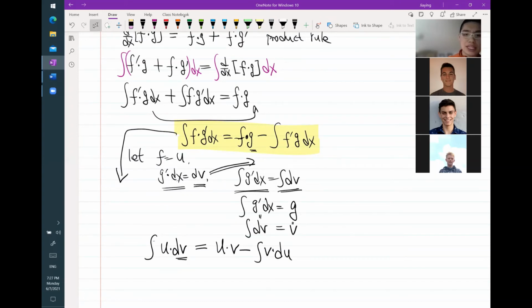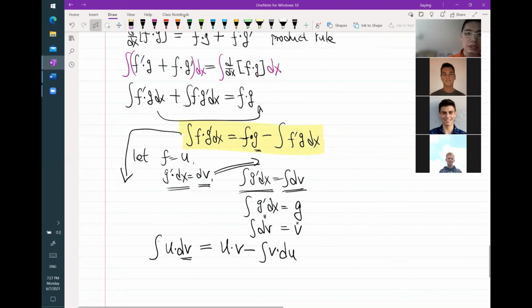Then the next step is I just substitute back into the highlighted equation. So this f function just becomes u, and the g prime dx just becomes dv instead, and the f again is u, g is v, that's what we found out. And then the next step, f prime dx, that is just du.